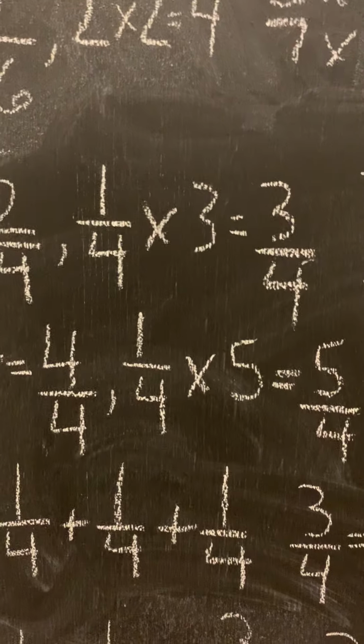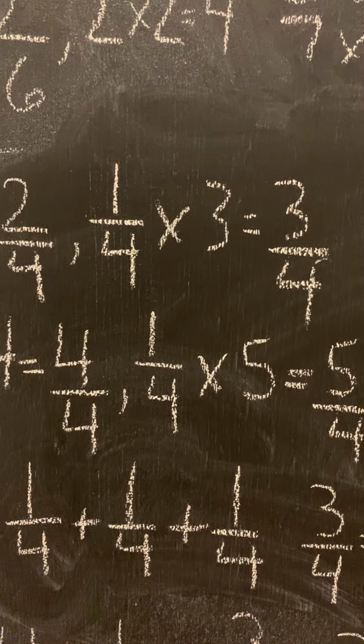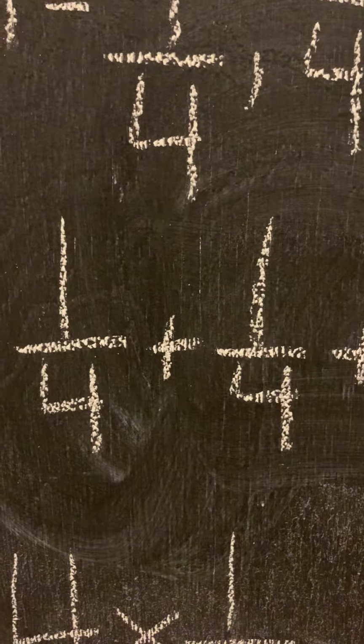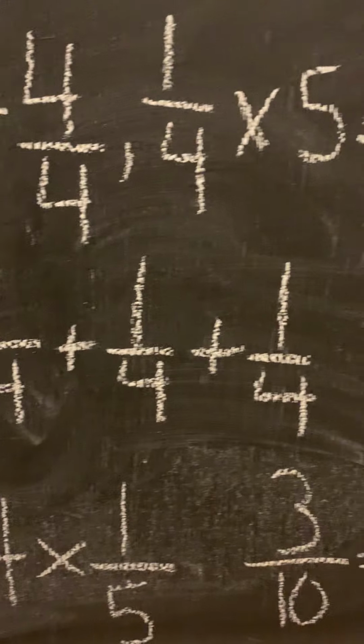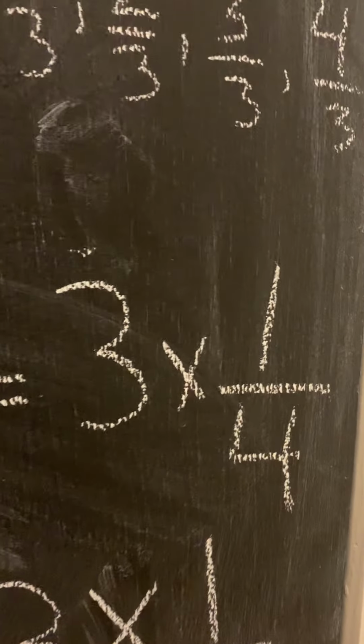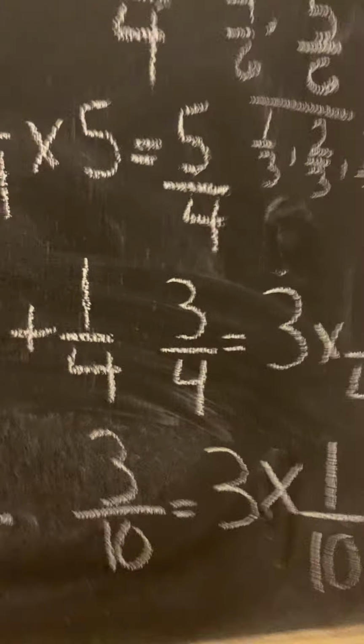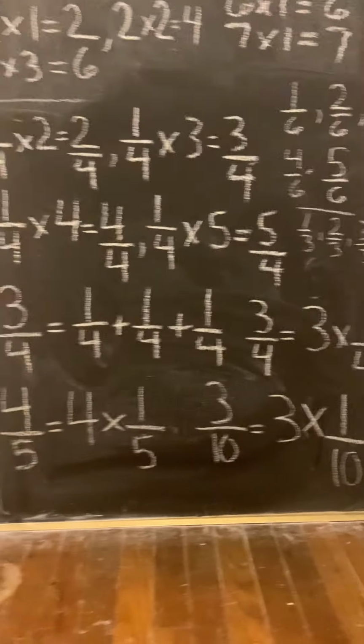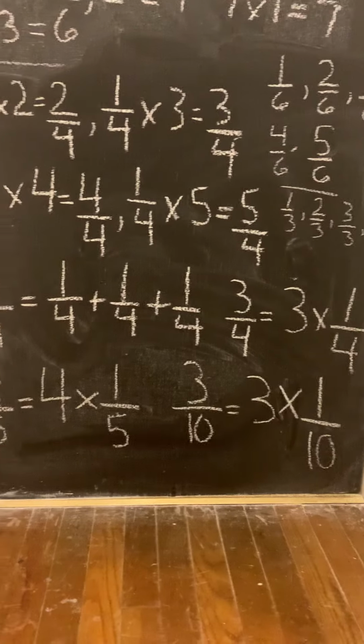Let's see, just a little review of what we've been talking about. 3/4, we can look at that two ways, right? 1/4 plus 1/4 plus 1/4 equals 3/4, right? Add up all those unit fractions. Or 1/4 three times, 1/4 × 3 is 3/4. See how those two are the same thing.